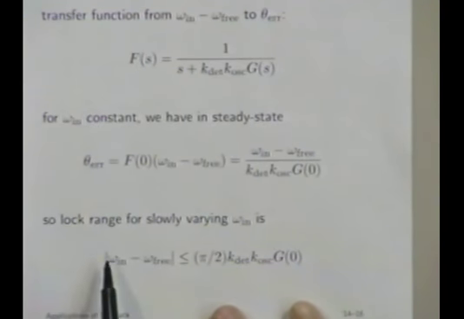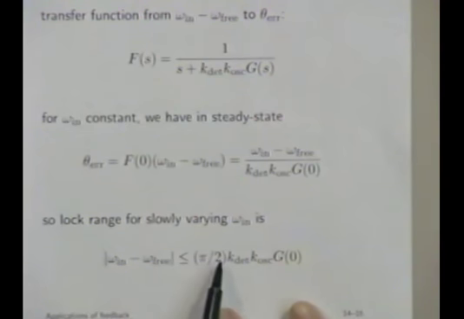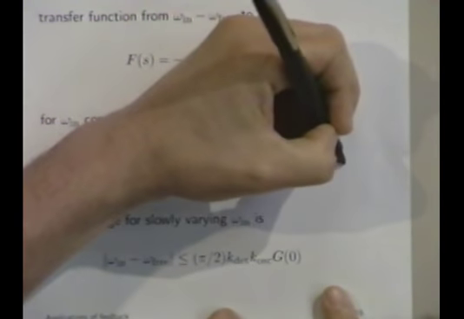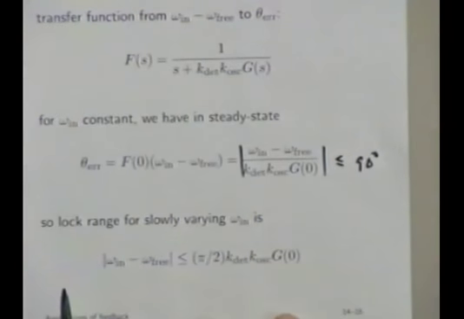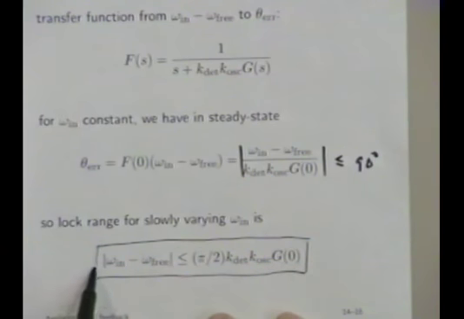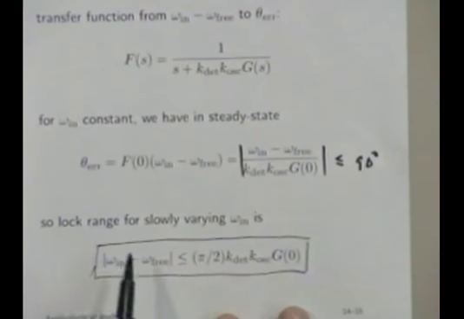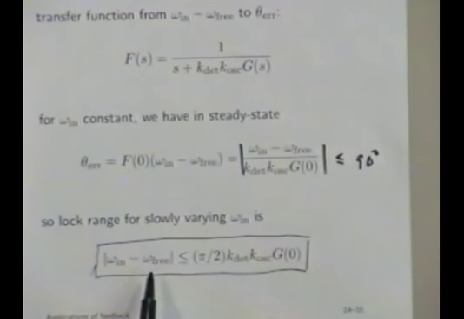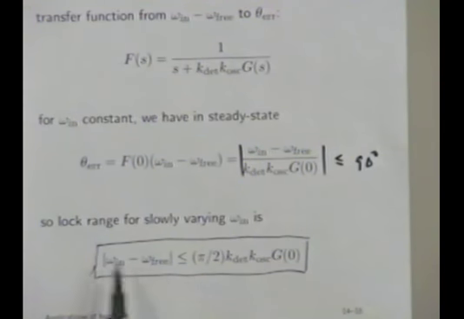The rule is now that this error must be less than pi over 2. Well, this thing here has to be less than, in absolute value, say 90 degrees or so. And that's the same as this. If you multiply this, put that over there, you get this expression here. So that's the lock range. And now you see omega free is actually rather important because the lock range is symmetric about omega free, which makes a lot of sense. Is there a question?